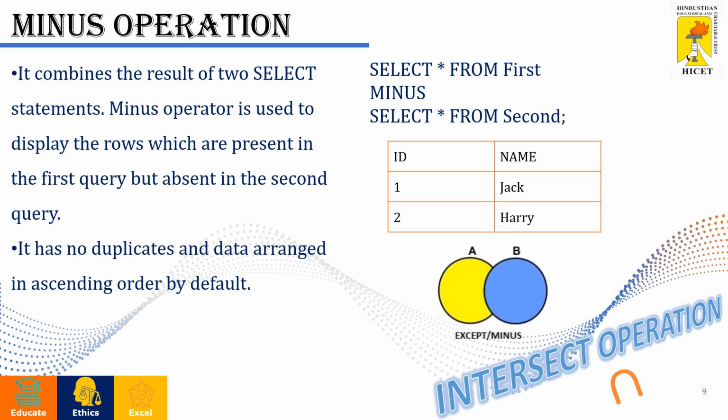Here the first table contains ID numbers 1, 2 and 3. The second table contains ID numbers 3, 4 and 5. The minus operation gives the values which are present in the first table and not present in the second table. From the first table, ID number 3 is present in the second table, so that row is left out, and ID numbers 1 and 2, which are not present in the second table, are given as the output, the result set.